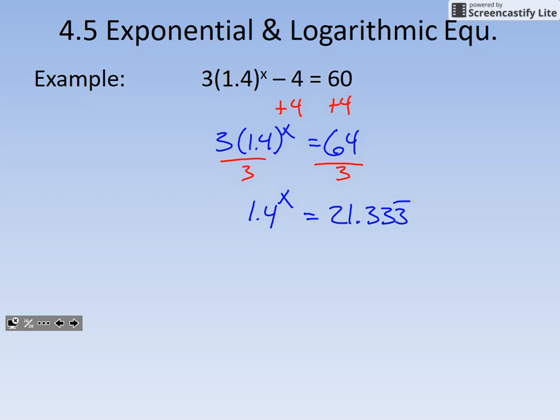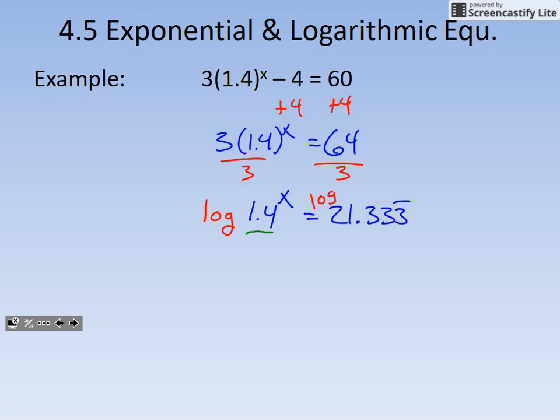Now at this point we have two choices. We could take the log of both sides, or we can convert it into the log format. And in this case, our base here is doable, but it's kind of messy. So I think it's best in this case to go ahead and take the log of both sides. Or you could take the natural log of both sides. It would work out just as well.